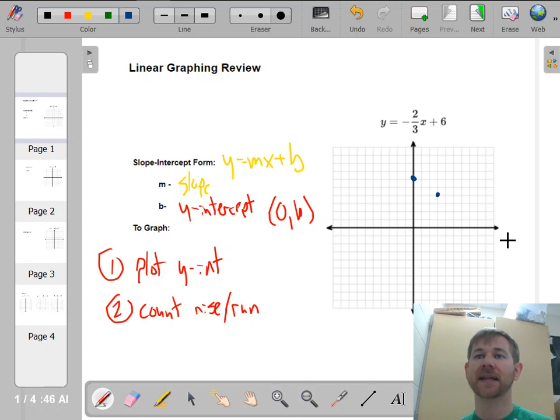Now I'm going to do this as many times as I can. Down 2, over 3, down 2, over 3, which is the same as going up 2, left 3. And then I'll do that again, up 2, left 3. I want to fill this space, and then I definitely need to use a straight edge to connect those lines. You want this to be very good, especially when we start to do systems. It's very important that these are drawn very well. And that's pretty good there. So there's my first one. That's in slope-intercept form.